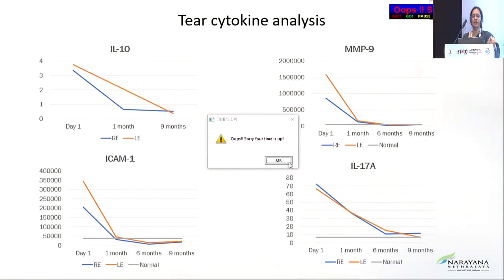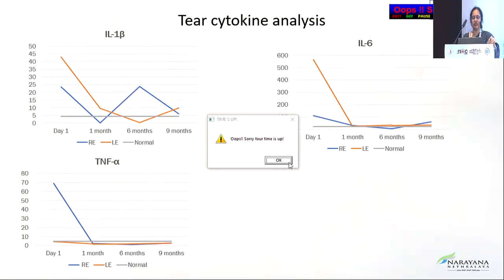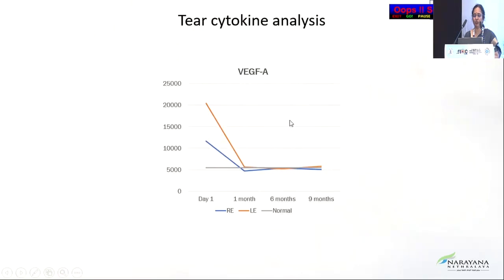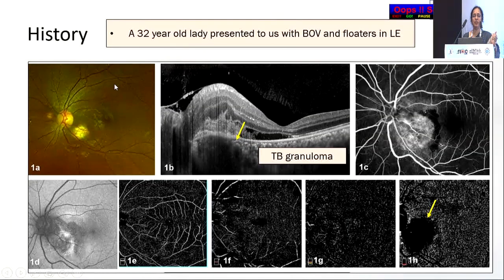We also did the tear cytokine correlation, which showed decreasing MMP9, ICAM, interleukin 17A and TNF in this patient. It was high at presentation. Following treatment, there was a resolution. VEGF level also we can see is gradually declining.